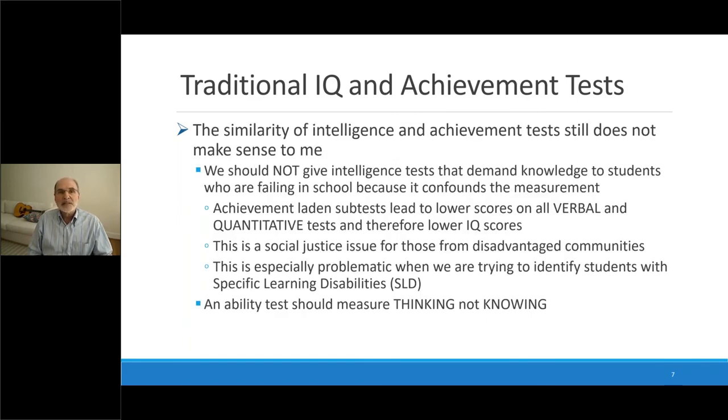And I think that the similarity of intelligence and achievement tests today is really the biggest problem that we have in our field. We should not give intelligence tests that demand knowledge, especially to students who aren't doing well in school because they've had some kind of learning disability, because then their IQ scores look lower than they really are. So any kind of an achievement-based measure of intelligence is going to be inappropriate for someone who hasn't had the opportunity to learn.